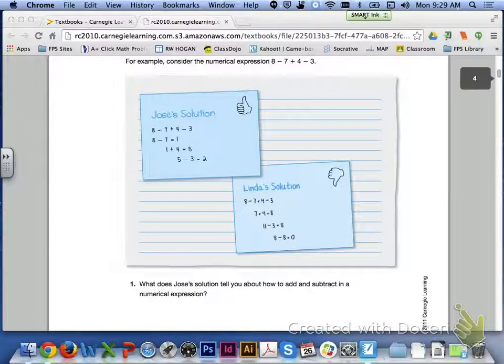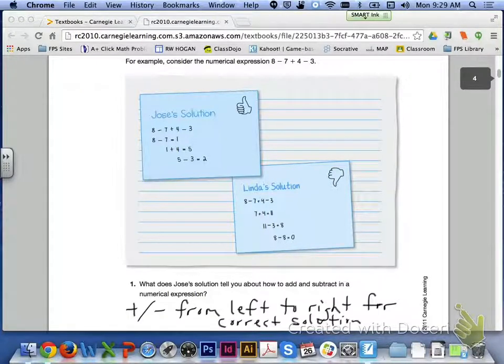So let's take a look at Jose's solution and Linda's solution. You can see that Jose is correct in his thinking and Linda is incorrect with the thumbs down. So take a look at both of those answers and the steps that they took in order to come up with their answer, and look at number 1 down at the bottom. It says, what does Jose's solution tell you about how to add and subtract in a numerical expression? So again, looking at Jose, looking at Linda, why is Jose correct?